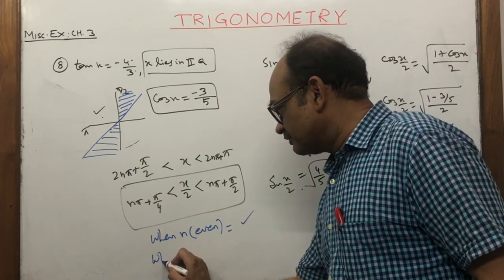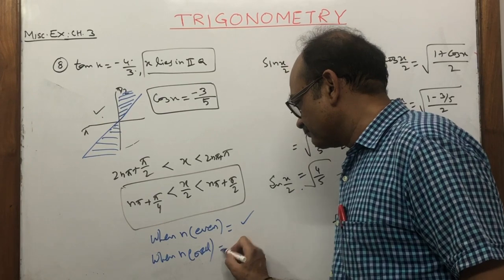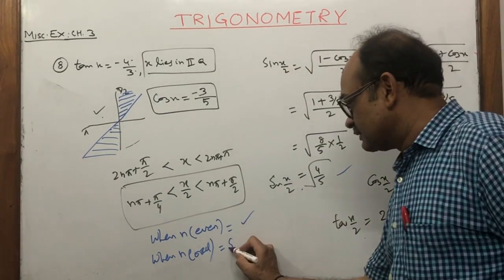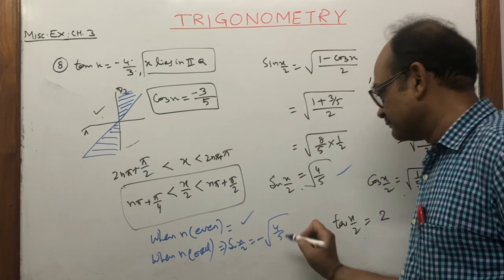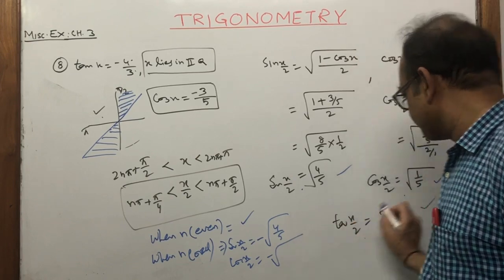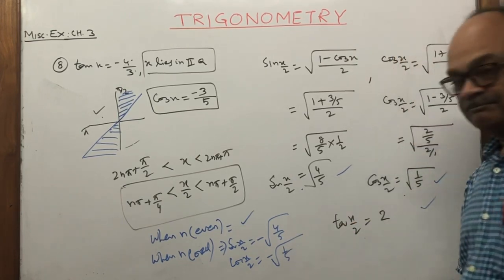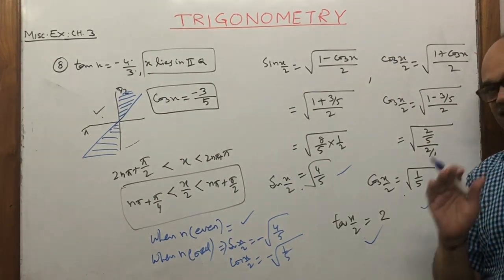When n is odd, then you have to write sin x by 2 equals to minus cos x by 2, minus, and tan x by 2 plus, because it is quadrant number 3rd.